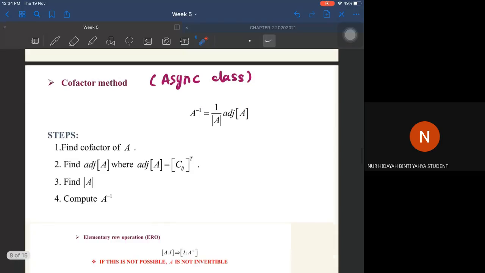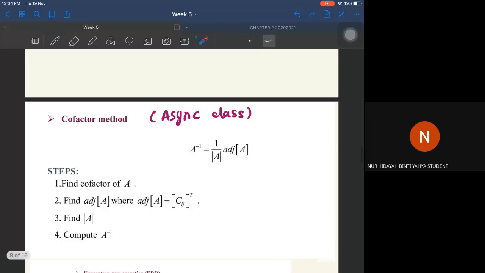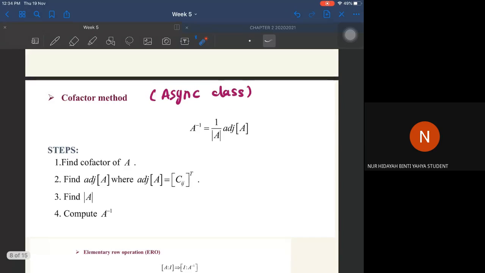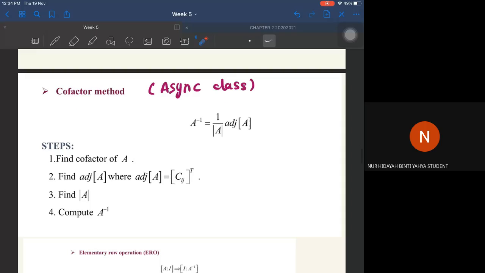Okay. So for this one, cofactor matrix, saya tinggalkan untuk asynchronous class sebab ni mudah saja. Okay, saya explain a little bit saja. Okay. Just a rough explanation. So the inverse matrix, if you want to find by using this method, which is cofactor method, formula is 1 over determinant darabkan dengan adjoint matrix.